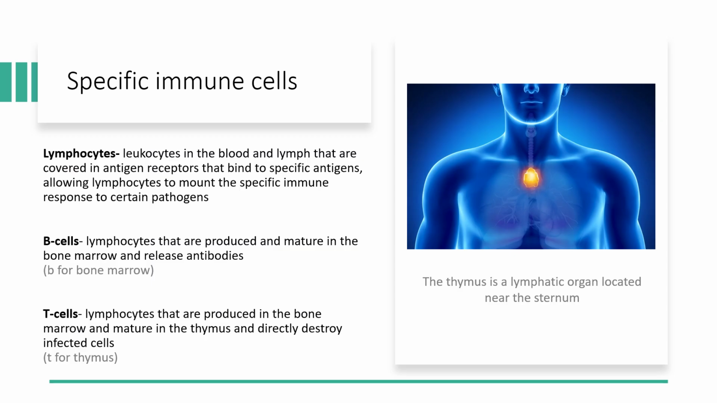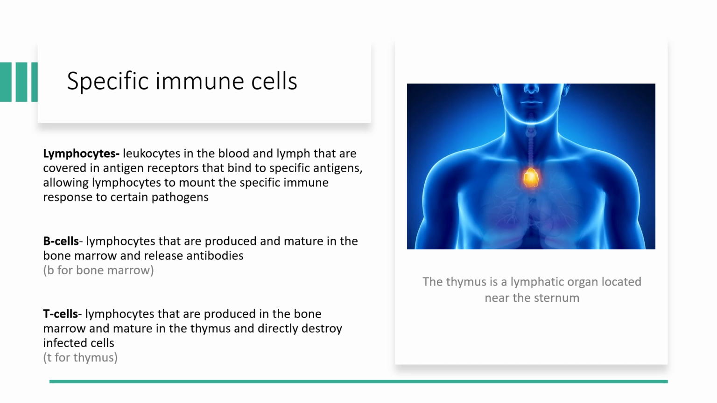We're going to talk about two different types of cells in the specific immune system, both of which are lymphocytes. Lymphocytes are white blood cells in the blood and lymph fluid that are covered in antigen receptors. These receptors bind to specific antigens, allowing the lymphocytes to recognize them and mount a specific attack.